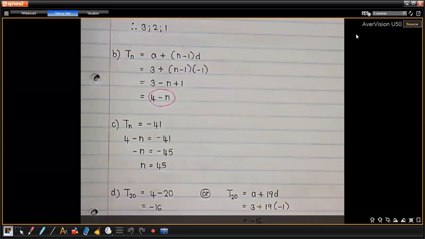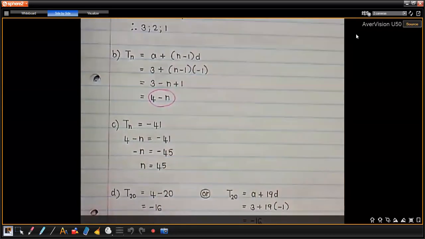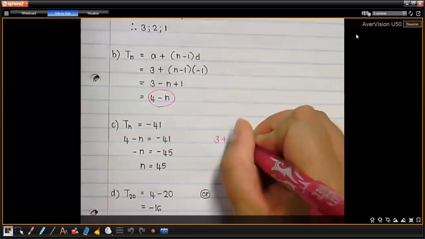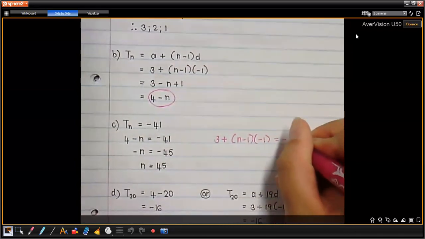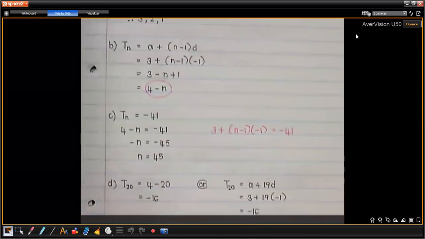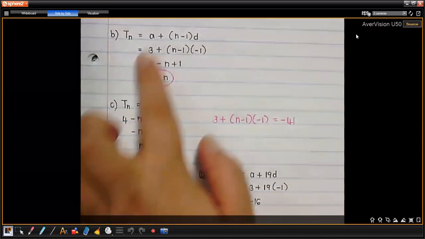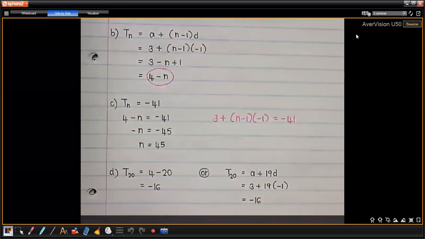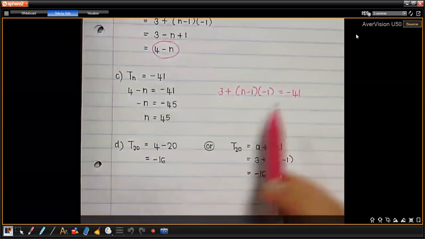You could have used a plus n minus 1b and just sub in 3 and negative 1, and then equal what? We could have done this: 3 plus n minus 1 times negative 1 equals negative 41, like that. And then solve for n there, you would have gotten the same answer. Okay, it's fine to do that. I just used the actual formula that we calculated. So guys, fine with this, with the two options here?